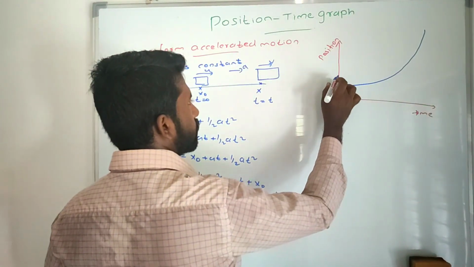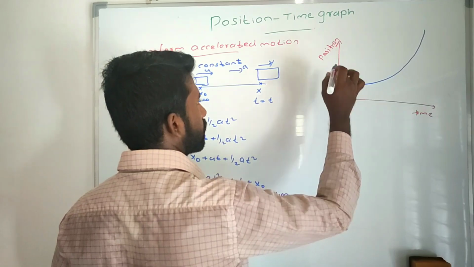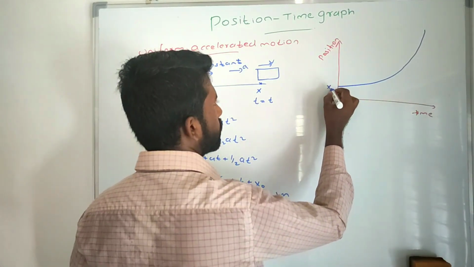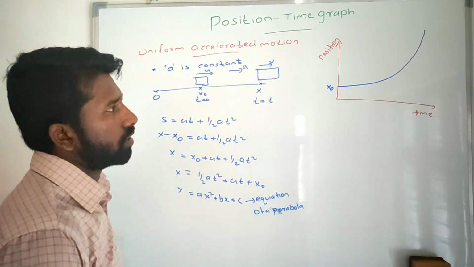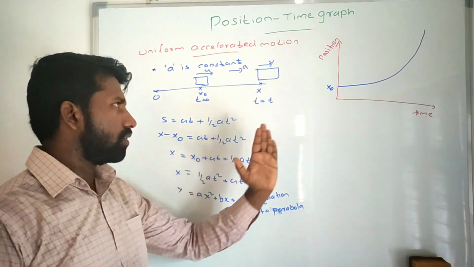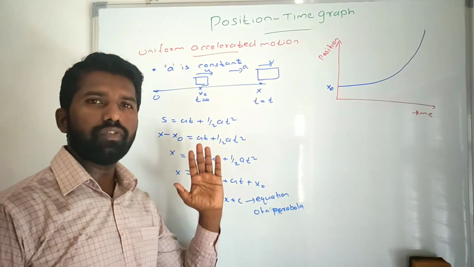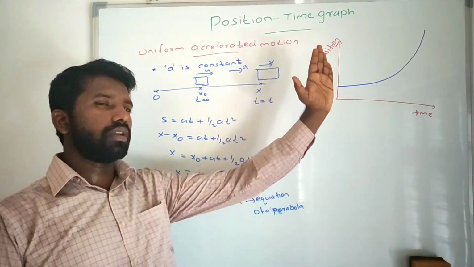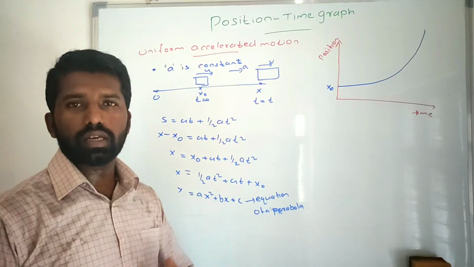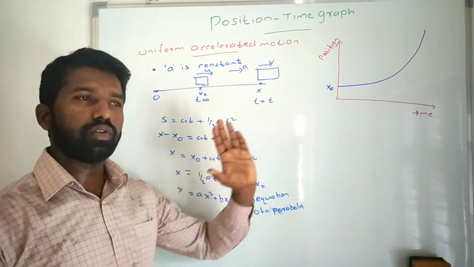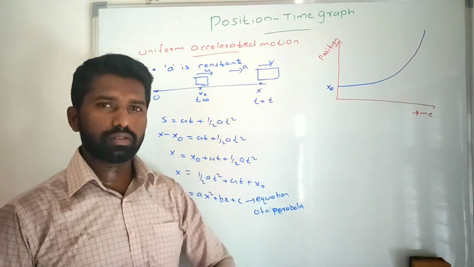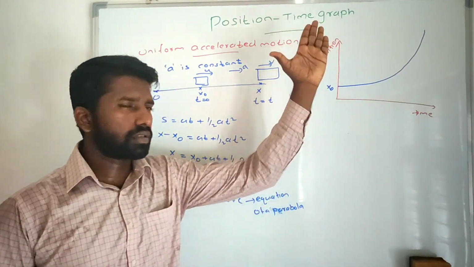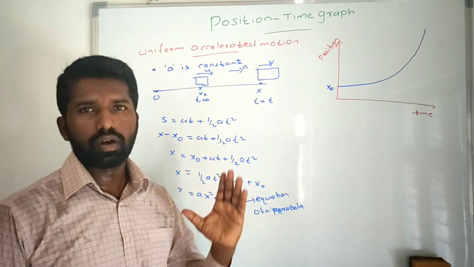This is the initial position, that is x naught. So this is the position-time graph. Here you see that it is a uniform accelerated motion. Uniform accelerated motion means the acceleration is always constant, but the velocity increases. We have to check in this graph whether the velocity increases or not. How can you check it?